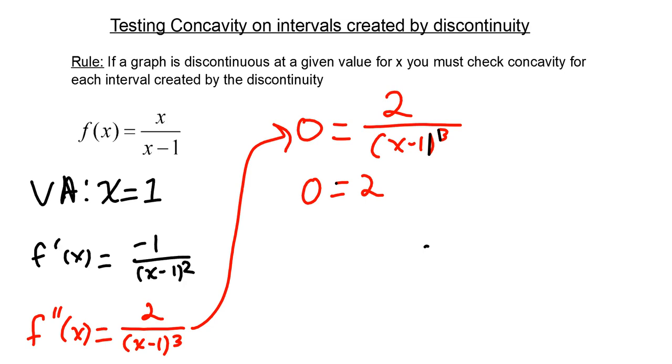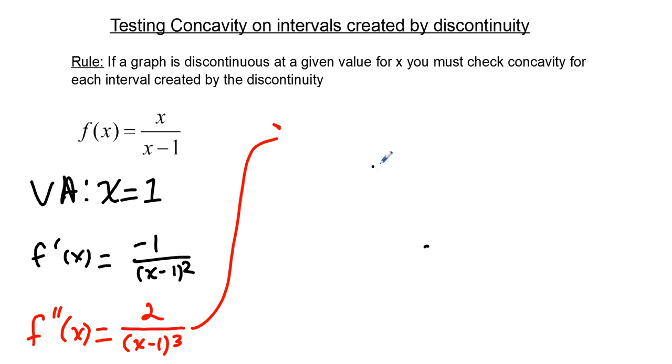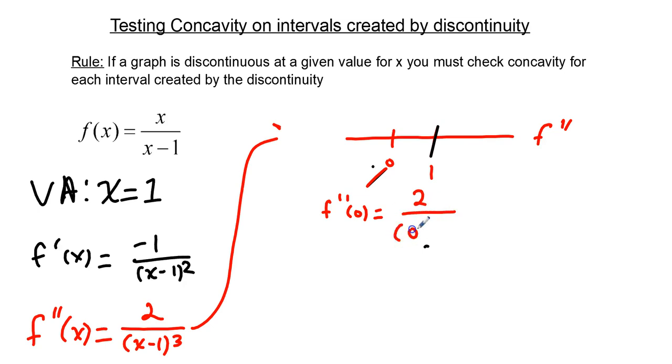So let's go back. Now I'm going to go ahead and erase this. And I'm going to take this vertical asymptote value, this value that makes my function undefined, and put that on a number line for f double prime. So I put 1 on my number line. I now pick a number to the left of 1, say 0, and I test that number in the second derivative. By doing that, I get 2 over, let's see, that would be 0 minus 1 cubed. Well, that becomes 2 over negative 1, so negative 2.